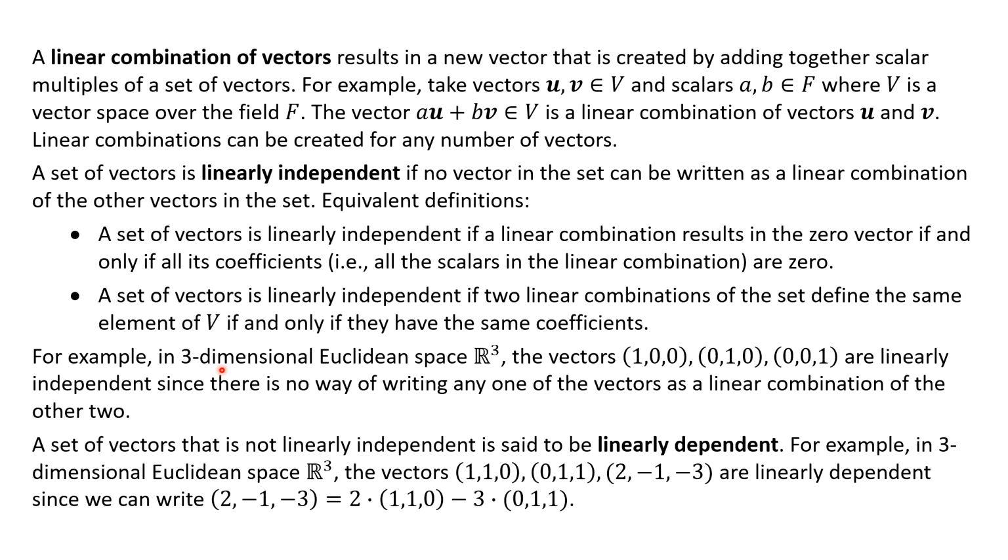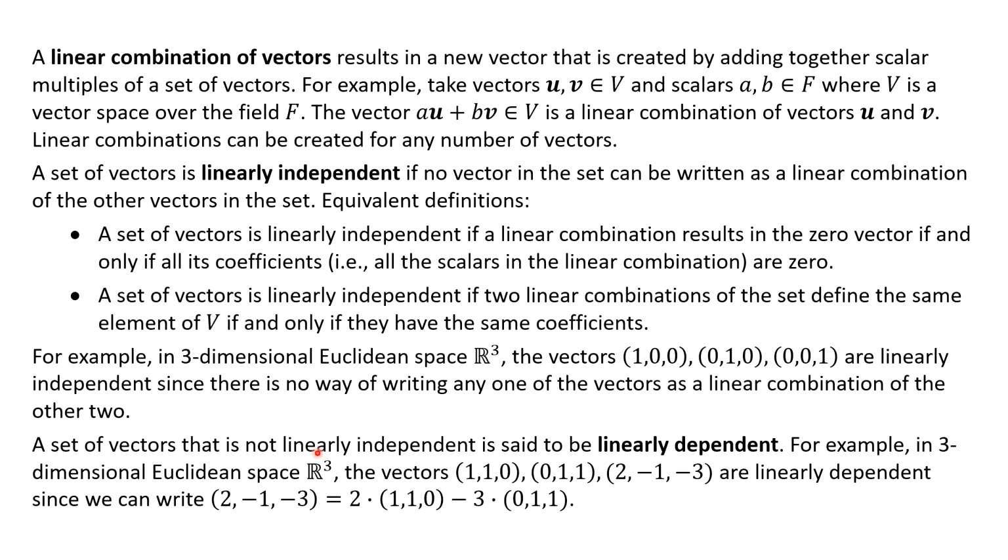So for example, in three-dimensional Euclidean space, R3, the vectors (1, 0, 0), (0, 1, 0), (0, 0, 1) are linearly independent since there's no way of writing any one of the vectors as a combination of the other two. You notice they have a 1 in a different place and zeros everywhere else, so there's no way of writing any one of these in terms of the other two.